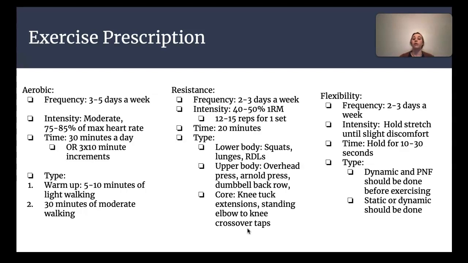For resistance, I chose frequency between 2 to 3 days a week. Intensity should be 40 to 50% of your 1 RM, which is moderate intensity, for 12 to 15 reps for one set. That should take about 20 minutes. And for type, I chose for lower body, since my client will be doing overall body exercises, squats, lunges, RDLs, upper body, overhead press, Arnold press, dumbbell back row. For core, knee tuck extensions, standing elbow to knee crossover taps.